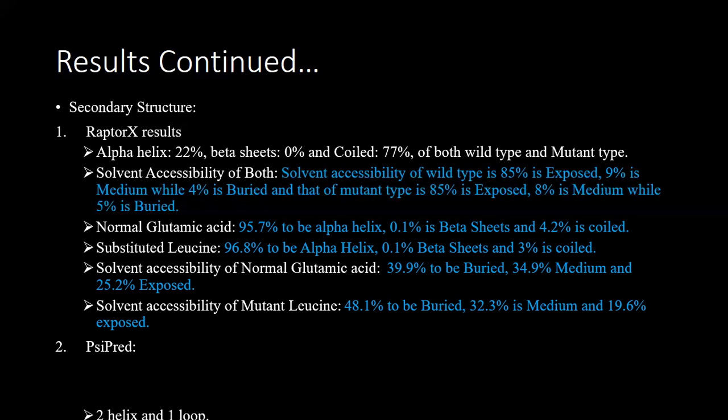And also we are looking at the PSIPRED results. PSIPRED gave us only the secondary structure. The secondary structure of PSIPRED is 2 helix and 1 loop. It means this gene contains 2 helix and 1 loop, and the mutation is in the first helix.